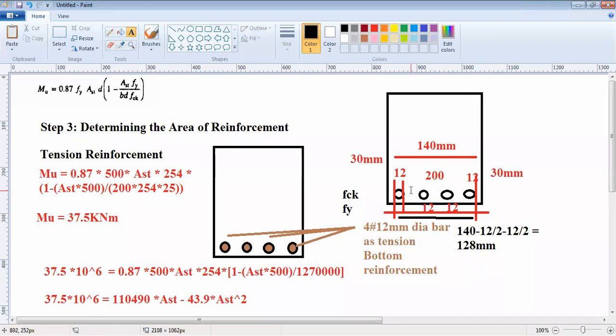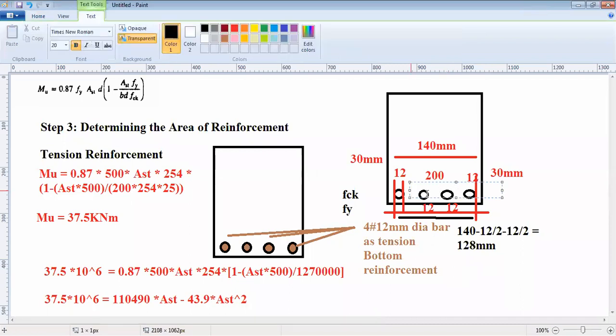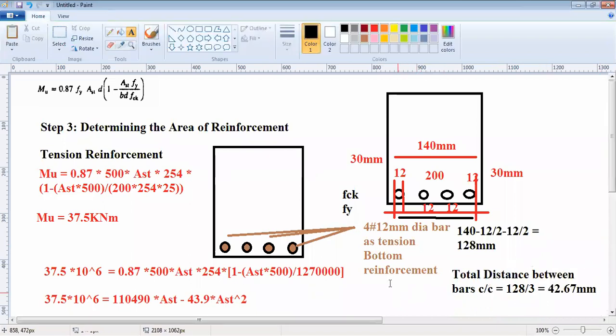So there are 3 distances, this, this and this. So the total distance between bars, center to center, is how much? 128 divided by 3. So how much is that coming to? 42.67 mm is the distance that you are getting center to center between these bars. What does the code say?